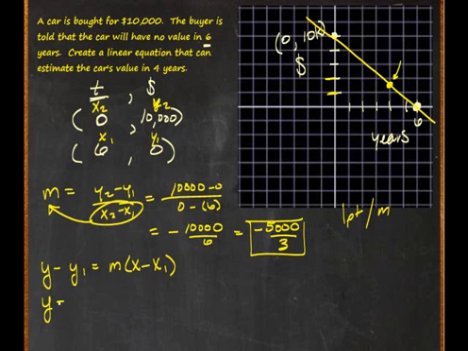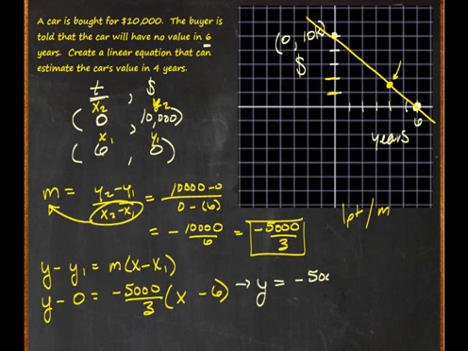So we say y minus y1, which is 0, equals m, so we have our negative 5,000 over 3 times x minus x1, which is 6. Well, y minus nothing is just y. And then we have over here negative 5,000 over 3 times x. And now distribute to the negative 6. Well, a negative times a negative is positive. And we'd have the negative 5,000 times negative 6 be positive 30,000 over 3, which is 10,000.